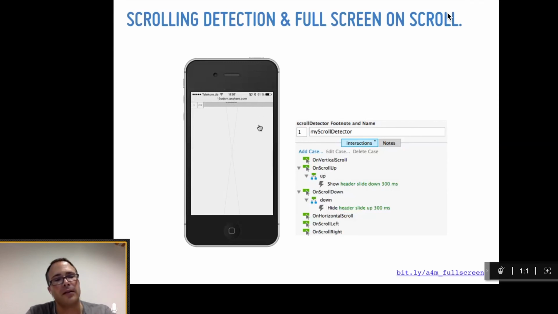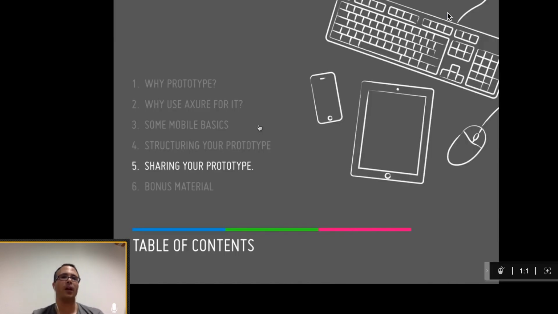So those are the easy cases, and this is what I explain quite a bit in my book: how to get all those different mobile interactions that you're used to on apps and websites working.